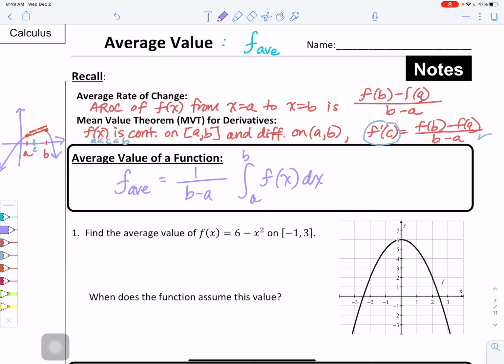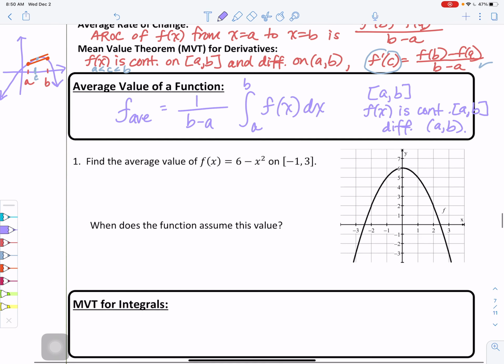I think it will make more sense when we work this first problem. We're just going to use that formula, from a to b, where f of x is continuous on the closed interval and differentiable on the open interval. Okay, so let's try to do that.